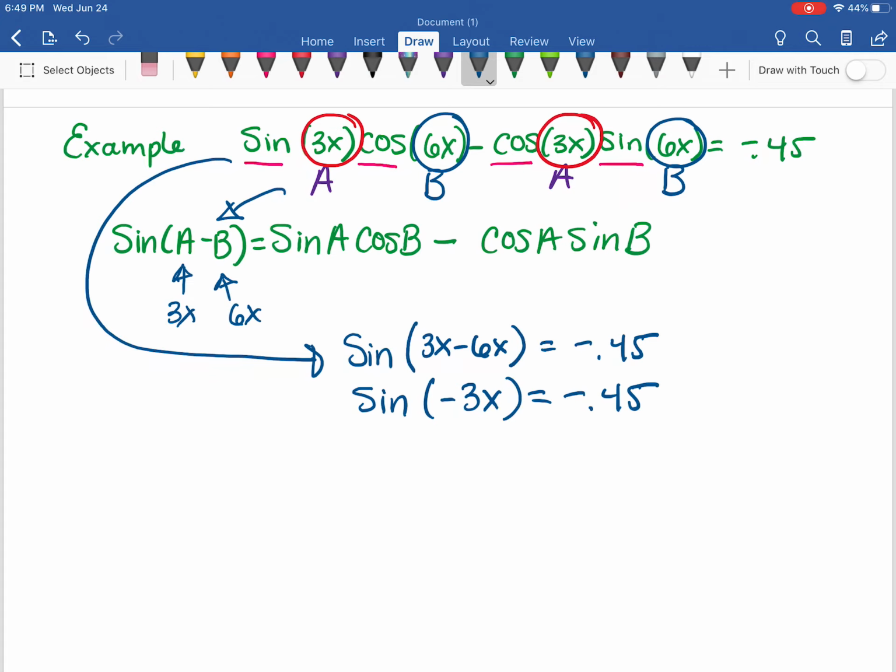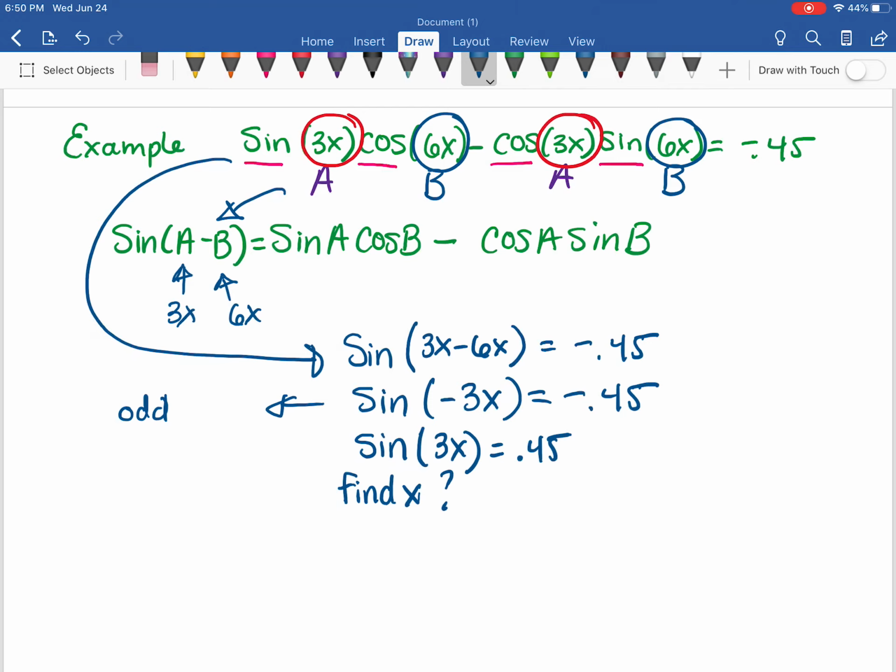Now, we don't have to do this, but I think it makes it a lot easier than having to deal with that negative angle. If you recall, sine is an odd function, which means if I put in a negative, it's going to reverse the sign of my output. So if I switch the sign of the negative 3x, making it a positive 3x, that's going to switch the sign of my output. So that gives me 0.45. So I have this simple trig equation, which is sine 3x equals 0.45. What we need to do is find x.